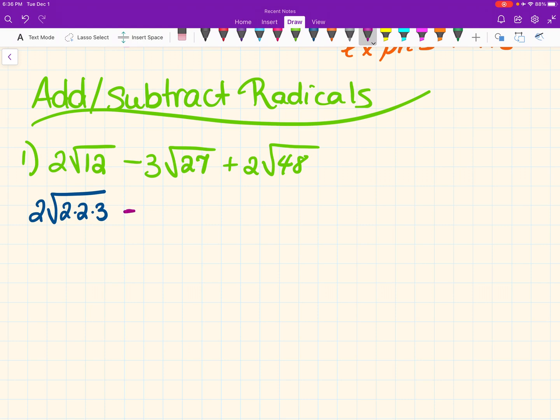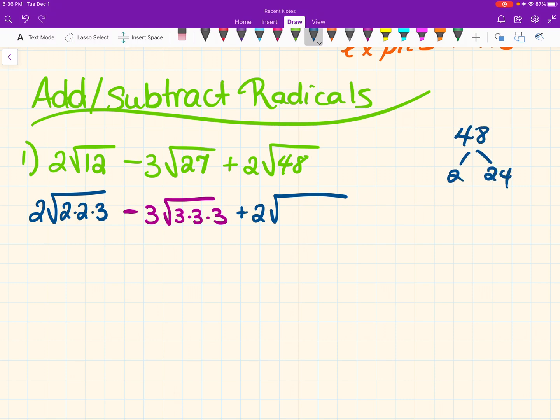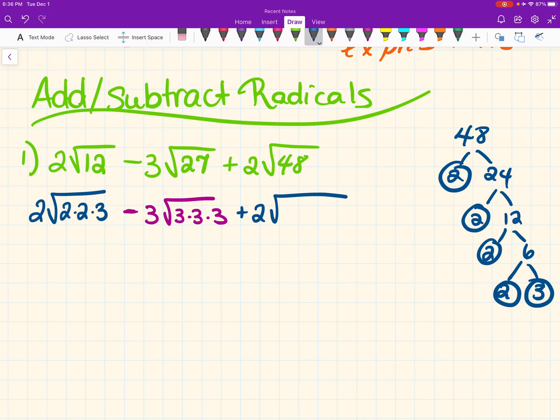Okay? The next one, 27, is really 3 times 3 times 3. And then that last one there is 48. So let's say I don't know it, which I can't think of it off the top of my head. It's late. So 2 is my prime factor. Then I have another 2. There's another prime. Then I have another 2 and a 6. And then I have a 2 and a 3. So no matter how you break down your tree, you should still get the same prime factors. In this case, it's 2 times 2 times 2 times 2 times 3.